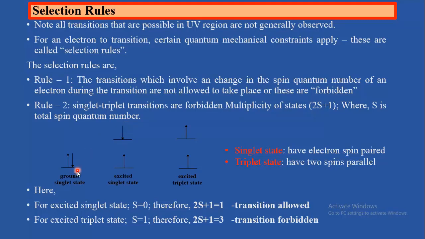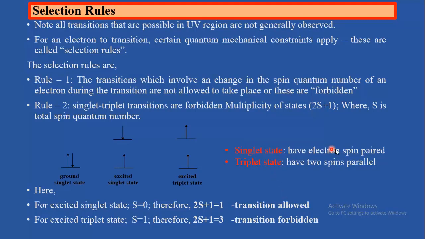Here I will explain. For the excited singlet state, S is equal to 0. Here the value of the spin quantum number S is 0 because plus 1 by 2 and minus 1 by 2 sum to 0. Therefore 2S plus 1 will be equal to 1. If its value is 1, then the transition is allowed. And for the excited triplet state, the value of S is 1. Here plus 1 by 2 and plus 1 by 2, so it is 1. Therefore 2S plus 1 is equal to 3. Transition forbidden.